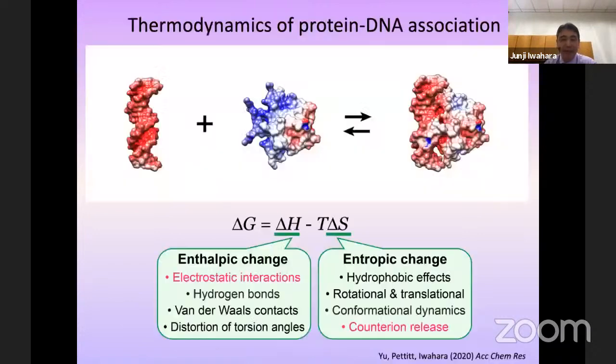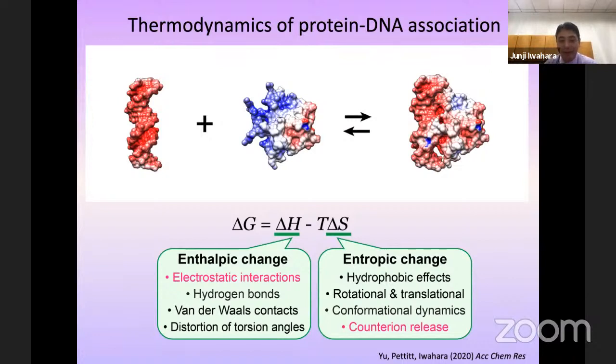We are particularly interested in DNA recognition by proteins. As you know, DNA is highly negatively charged, and the molecular interface of proteins, DNA binding proteins, is positively charged. And when they make complex, electrostatic interactions play a major role. The contribution of electrostatic interactions to binding free energy is in both enthalpic terms and entropic terms.